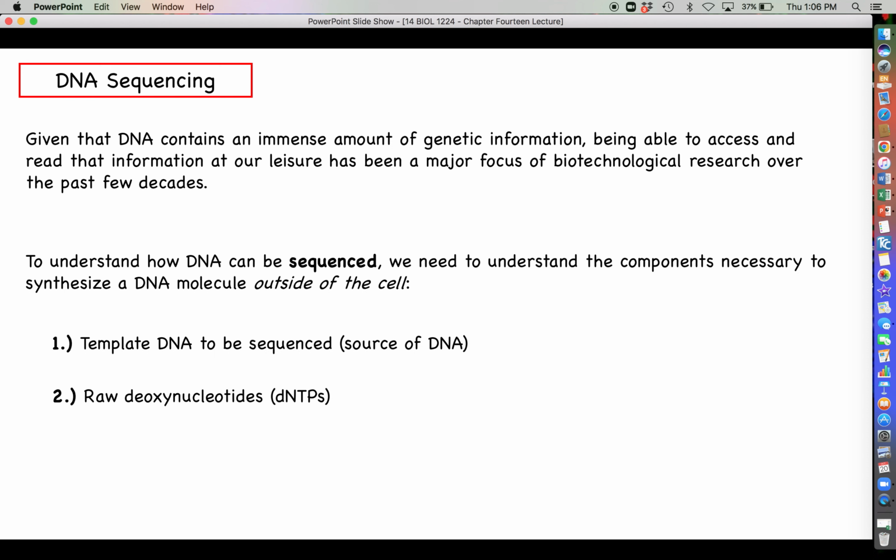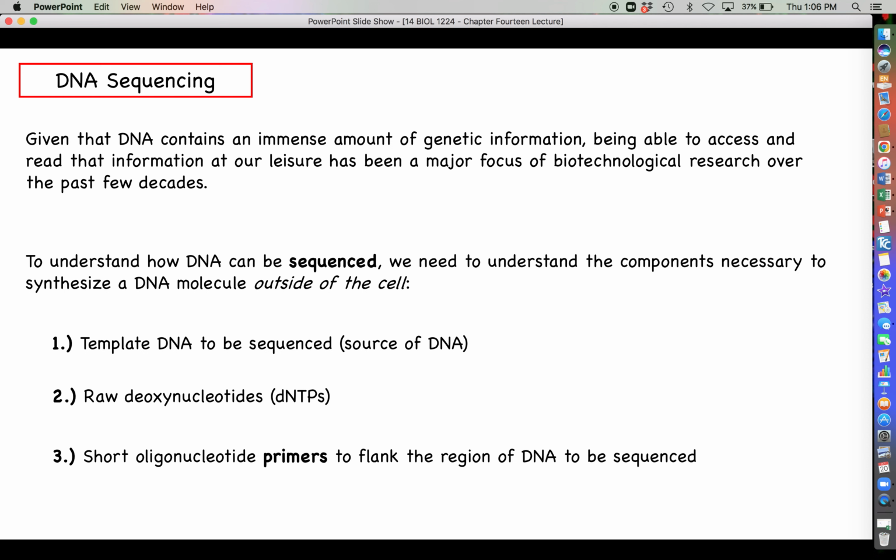You're going to need raw deoxynucleotides, which are sometimes called dNTPs. So these are just the building blocks that we are going to use to make our new DNA molecule. If you understand that DNA is made out of a polymer of nucleotides, then it shouldn't be a big leap in logic to say that making a new DNA molecule is going to require the building blocks. You're also going to need short oligonucleotide primers. So these are little short pieces of DNA that are complementary to the region of the DNA that you actually want to sequence.